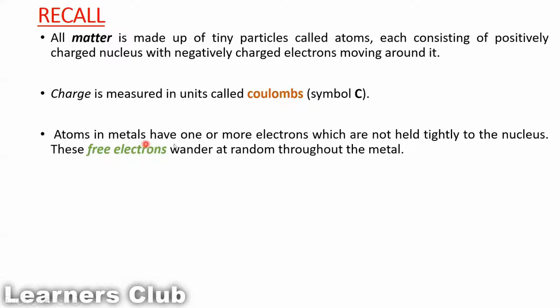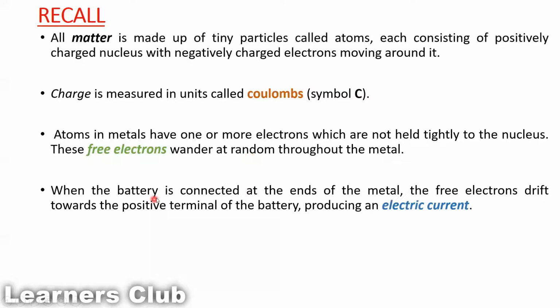Atoms in metals have one or more electrons which are not held tightly to the nucleus. These free electrons wander at random throughout the metal. So metals have free electrons which are capable of moving around. When the battery is connected at the ends of the metal, the free electrons drift towards the positive terminal of the battery, producing electric current.